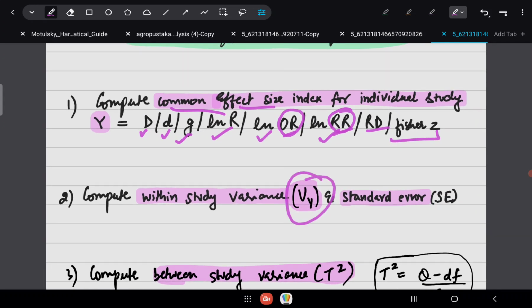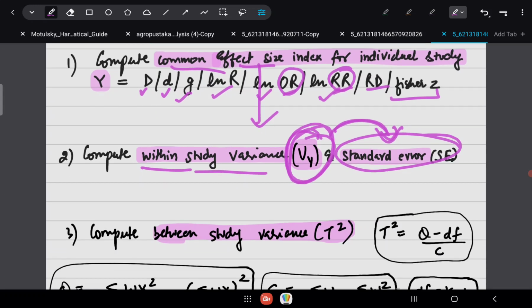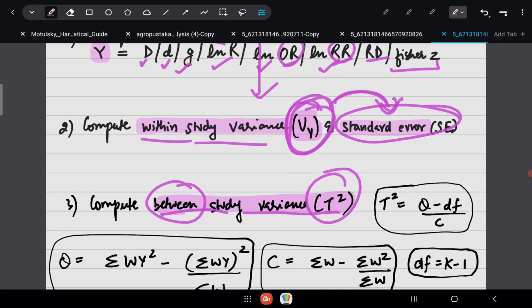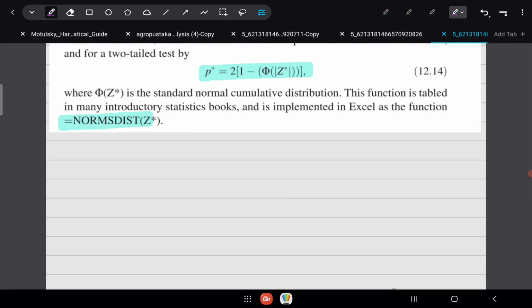Then of course you will compute the variance associated with this effect size, that will be the within study variance. And this was the only variance that was important in fixed effect modeling, but in random effect modeling we'll compute one more variance, which will be the between study variance. And of course then you'll convert this variance into standard error. You can also compute the standard error for each study. And then one more variance you have to compute when you are doing random effect modeling will be the between study variance, which we will denote by T squared in this discussion.